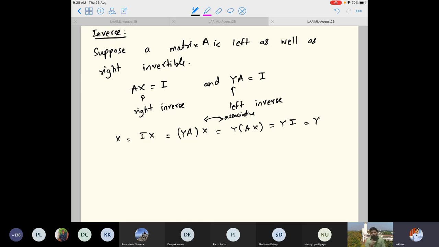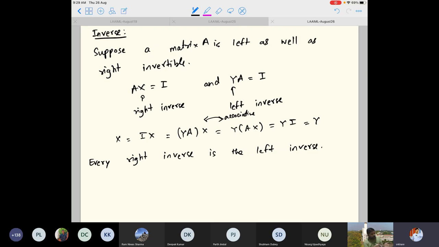So what did I just show here? I started with X and did some manipulations. This is the chain of manipulations I have. And then I arrived at Y. So what I'm saying is that every right inverse is the left inverse. Correct? Every right inverse is the left inverse. So the right inverses and left inverses of the matrix A are the same if A has both a left as well as a right inverse. So this is interesting, right?